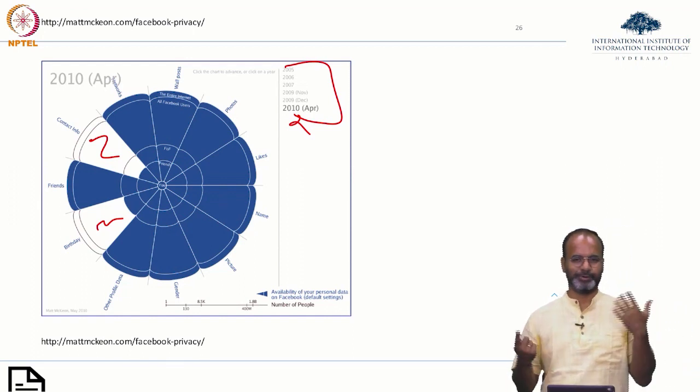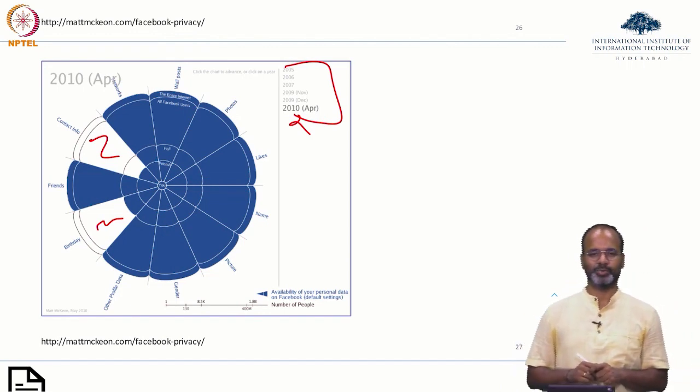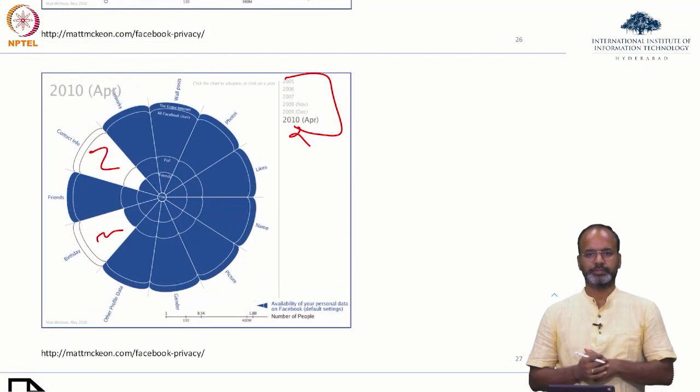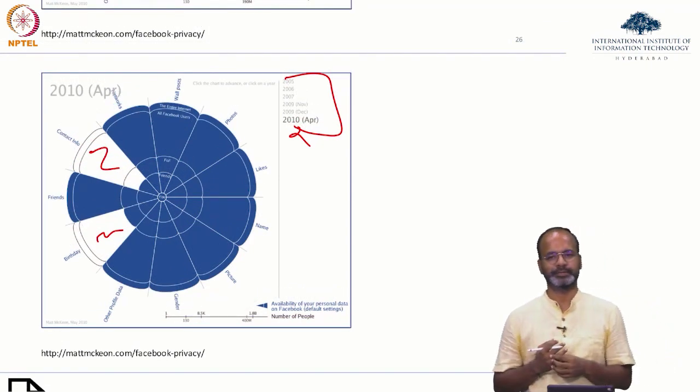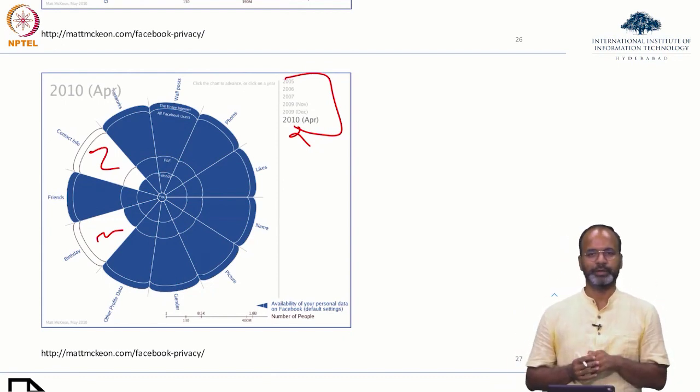And keep in mind all the changes that have happened between 2010 and 2020, where the privacy discussion itself must have influenced Facebook privacy settings also. Okay. So that was about Facebook privacy changes, how information has been flowing for many years between 2005 and 2010.